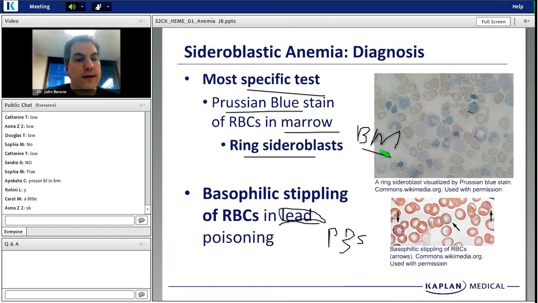Okay? Got it? All right. Now again, I'm sorry about the pictures, I've got to get better pictures than this. But I think you can at least use your imagination. So blue dots around the nucleus of the bone marrow, little blue dots on the Prussian blue, that's going to be a ring sideroblast. And then on a regular blood smear, if it's lead poisoning, you'll see blue dots in the red cells. That blue dot's called basophilic stippling, little blue dots.